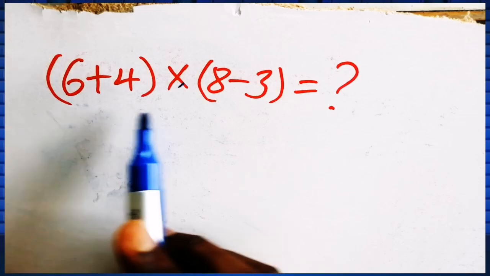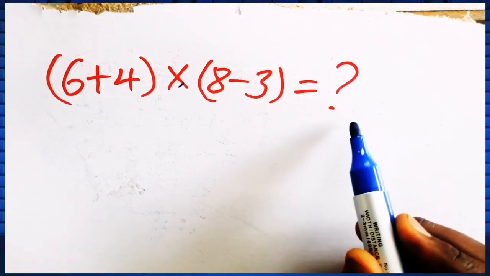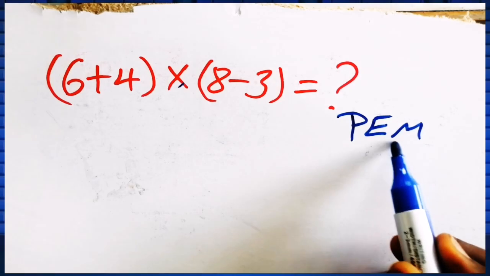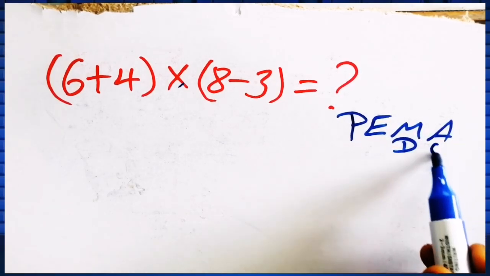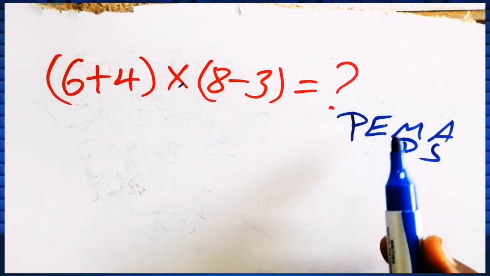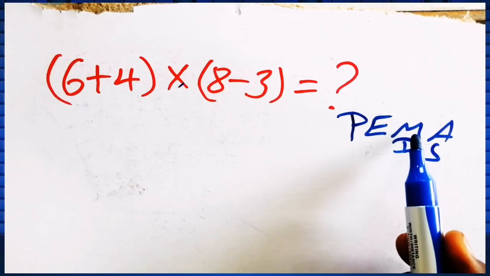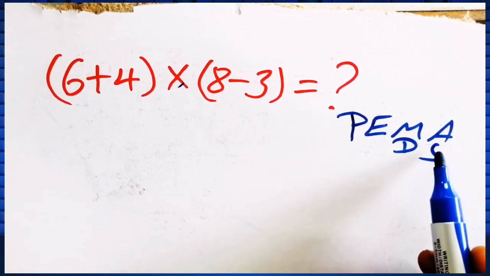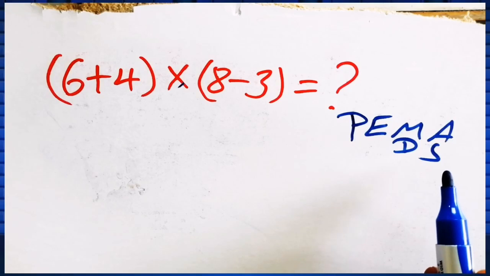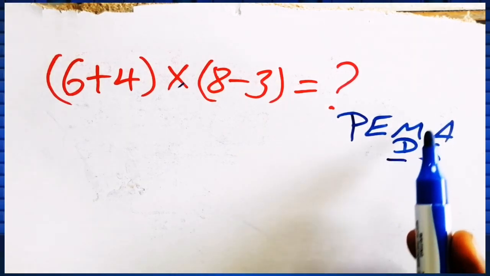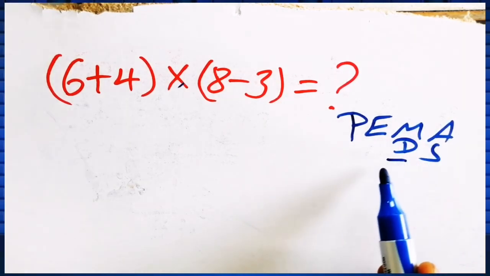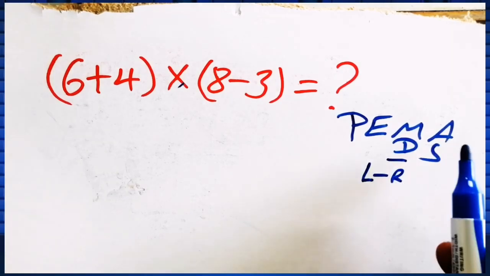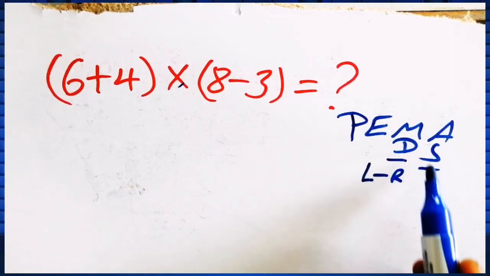Okay, in order to get the correct answer of this expression, we have to follow the order of operation PEMDAS. P stands for parentheses, E stands for exponent, M stands for multiplication, D stands for division, A stands for addition, and S stands for subtraction. Okay, remember that multiplication and division have equal priority from left to right. The same applies to addition and subtraction.